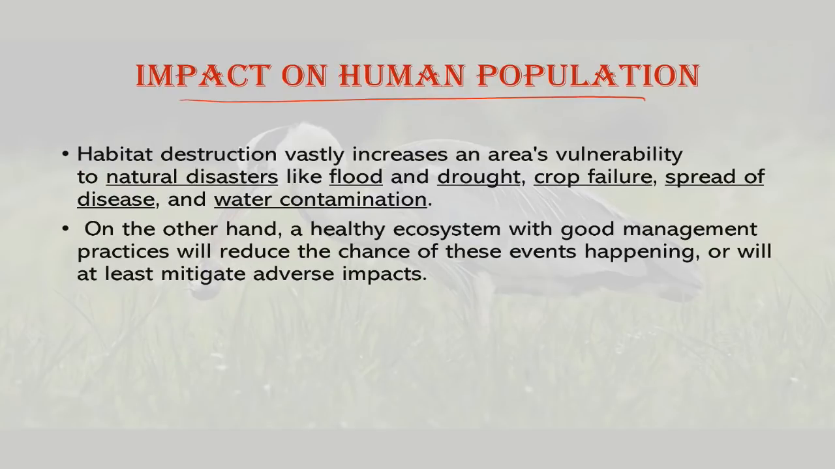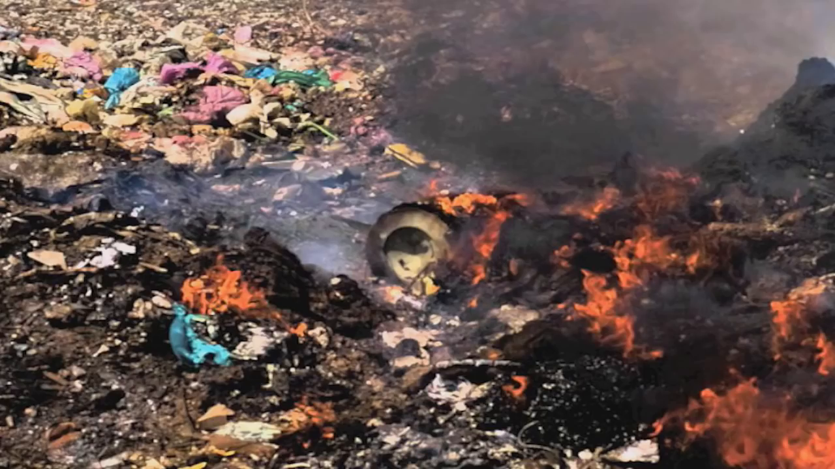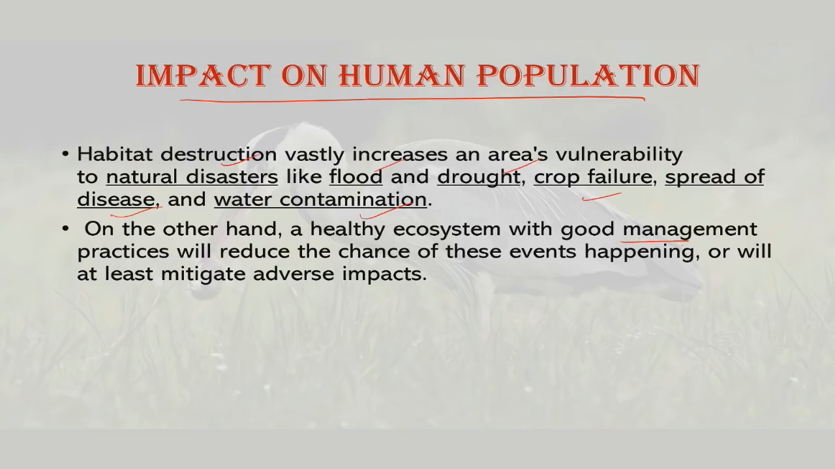Habitat destruction vastly increases an area's vulnerability to natural disasters like flood, drought, crop failure, spread of disease, and water contamination. On the other hand, a healthy ecosystem with good management practices will reduce the chance of these events happening, or will at least mitigate adverse impacts. The negative impacts of habitat destruction usually impact your rural populations more directly than the urban populations.